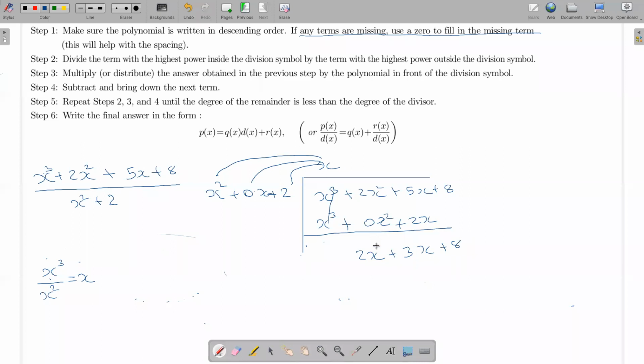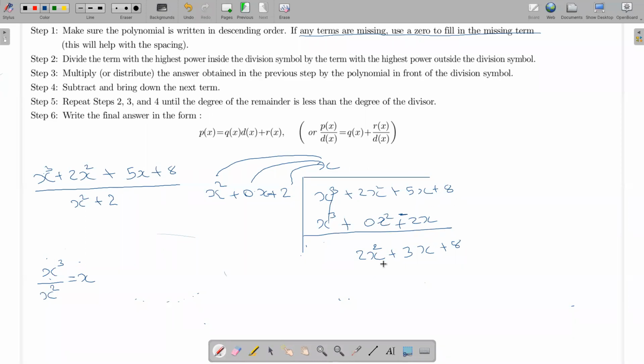Okay, x squared, no? Sorry, this one becomes minus. Okay, so it's a 3x here. Okay, this becomes minus this 0x squared, so minus that, and I bring down the 8.